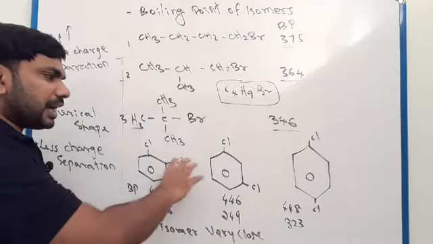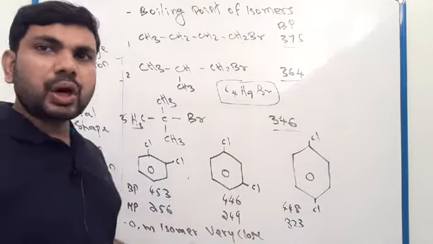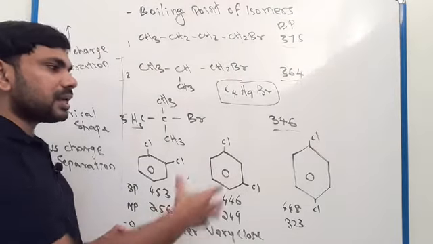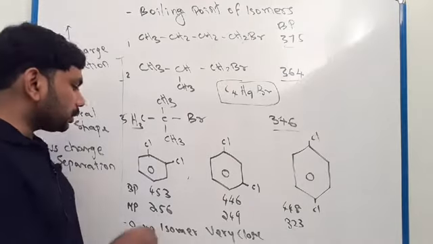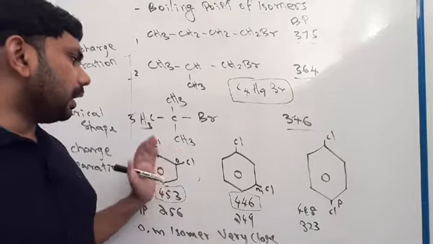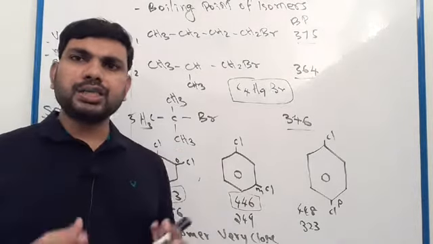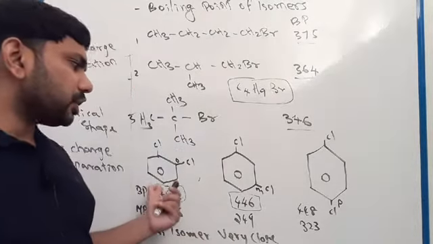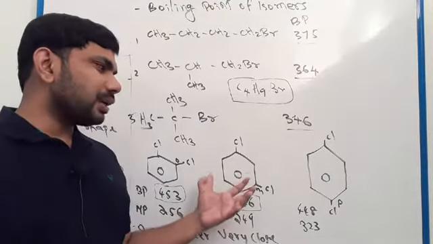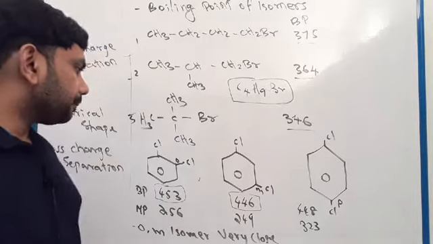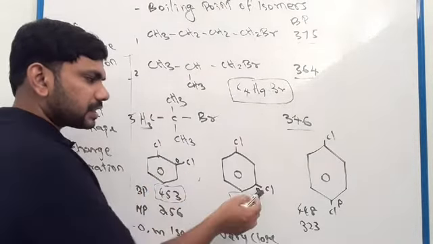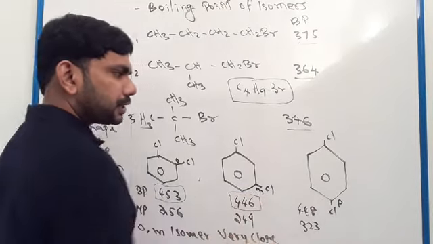Look here, this is an aromatic compound, and this is also an isomeric form. This is dichlorobenzene, all these are dichlorobenzene. Here we have to discuss aromatic halide isomers. These are aromatic halides and they are isomers. Look here: this is the ortho position, this is the meta position, and this is the para position.